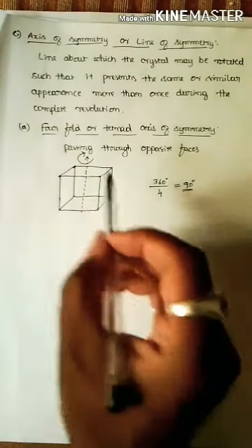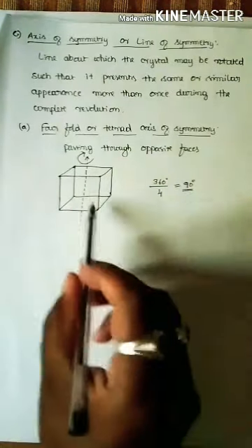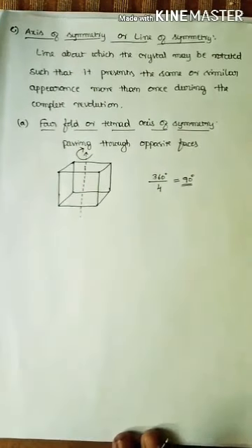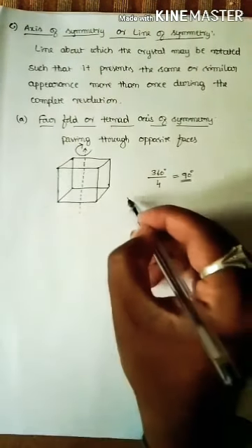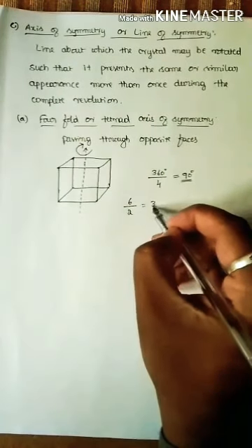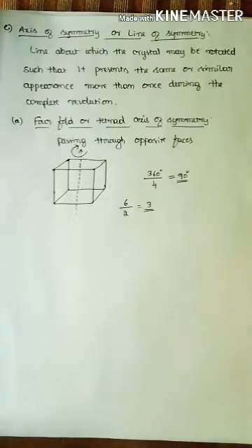Okay, and in a cubic crystal, there are a total of 6 faces, right? And here the axis will be passing through opposite faces. Therefore, the 6 faces divided by 2, so there will be 3 fourfold axes of symmetry possible in the case of a cubic crystal.